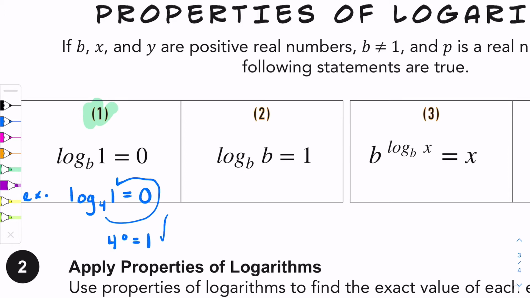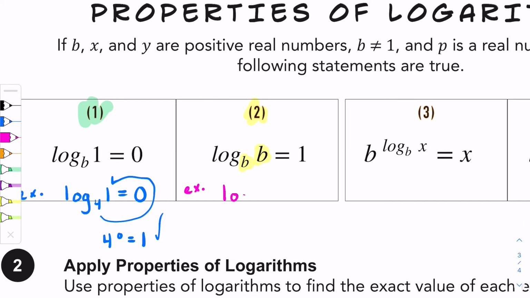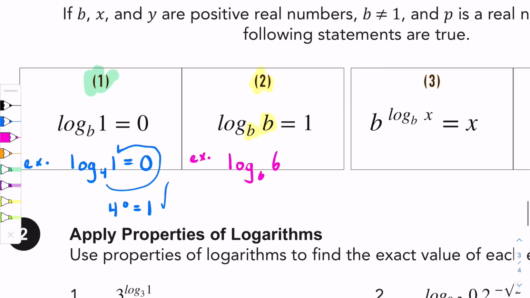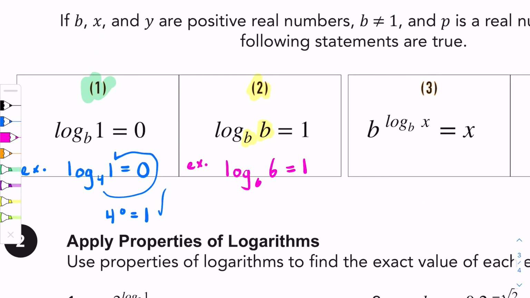The second property: if you have log base b of b, that means your base and your argument are the same, then the answer is going to be 1. If we look at an example, log base 6 of 6, we know that if we convert this to exponential form and solve, it's going to be equal to 1. And if you check this out, 6 raised to the power of 1 is equal to 6 is true. I'm going over these properties, but they are just common sense, I think. If you were to try to solve them, hopefully you could figure out the answer.